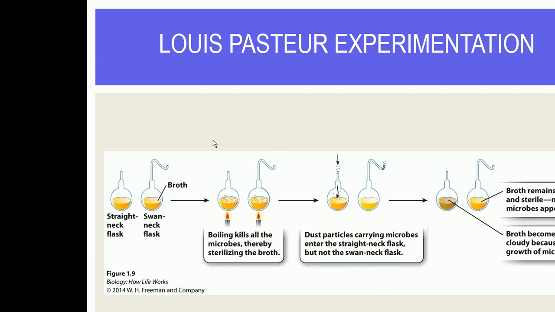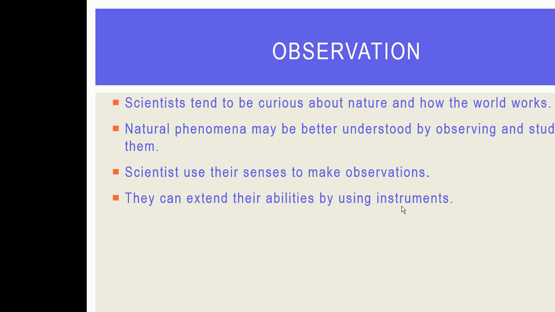So this is the experimental setup, and then after you perform the experiment, the results are analyzed and conclusions are made. Okay, so now we are going to talk in more detail about the steps of the scientific method.